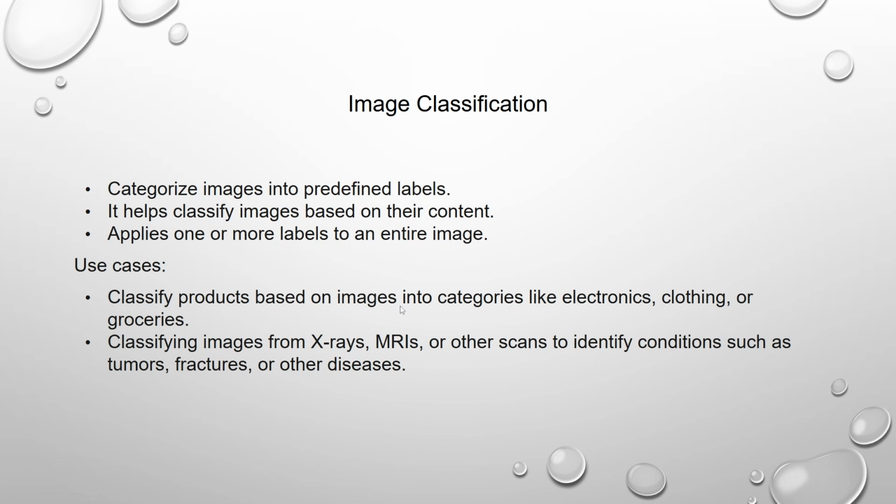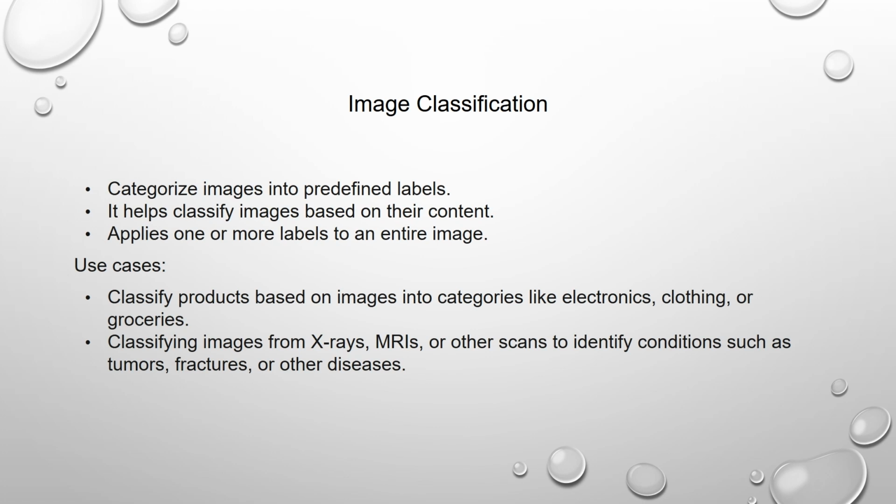Now what are the use case scenarios? So in the question, they will give a scenario and will ask you which feature to select, whether it is image classification or object detection. So some of the use cases are, we can classify products based on categories like electronics, clothing, groceries, tomatoes or cucumber. So classify the products.